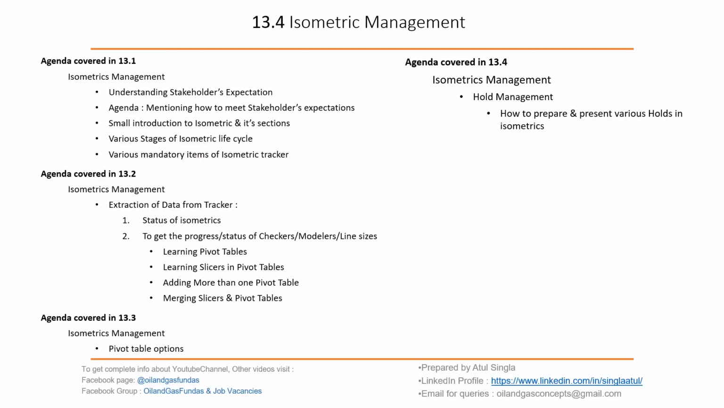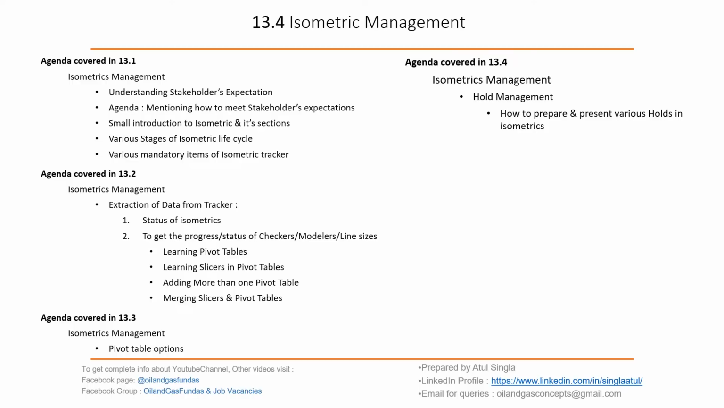In the second part, we learned how to create a pivot table, how to add slicers, and how to merge the pivot table and slicers to get the progress report, the status of each and every checker and each and every isometric. In the last part, we discussed all the various available options within the pivot table to improve the status reports.